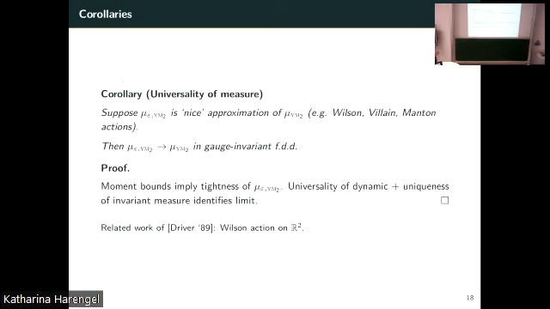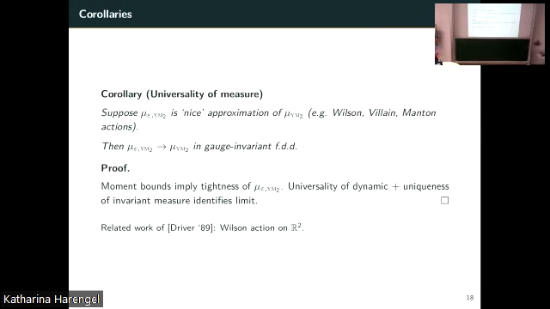And then a final corollary: we showed universality for the dynamic, and you can project this down to universality for the measure. No matter what microscopic system you start from, might be the Wilson action or the Manton action, you always converge to the same limit, which is this Yang-Mills measure. The moment bounds that we derive are sufficient to imply tightness of these measures, and then the universality of the dynamic plus uniqueness of the invariant measure really pins down the limit.